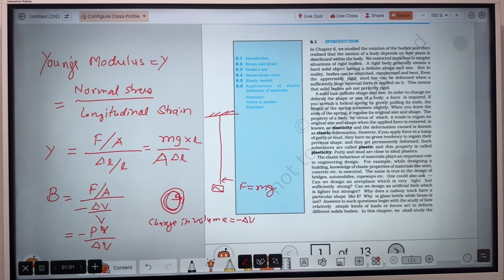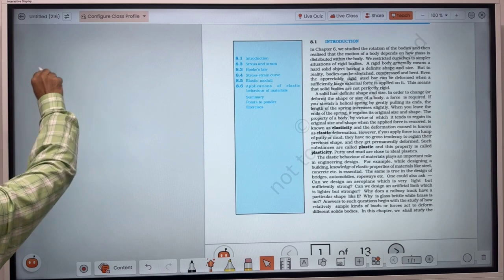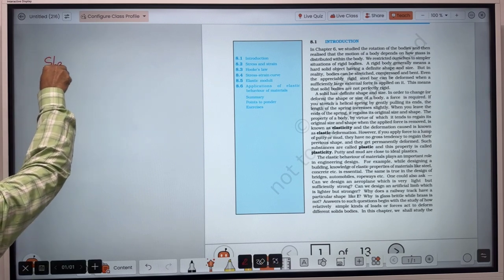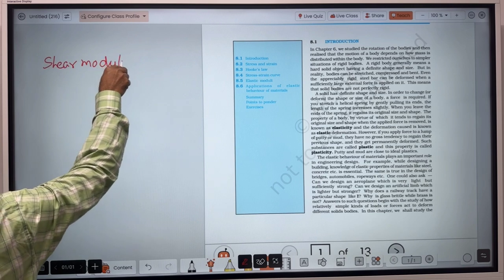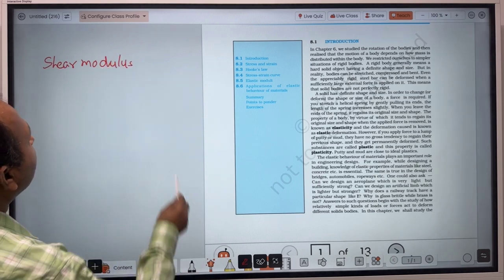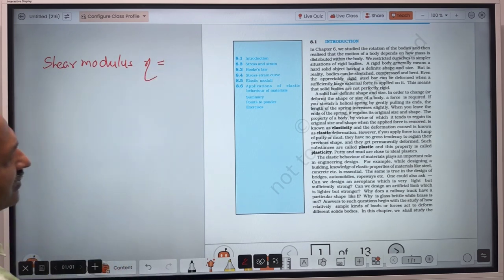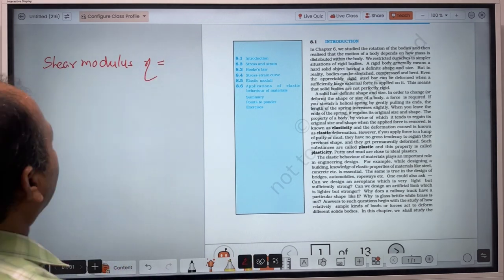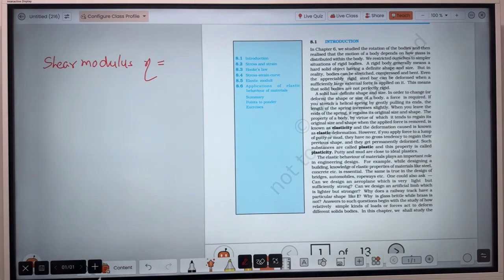So this is bulk modulus. Now if we consider shear modulus, its notation may vary. We can denote it here for the time being as eta. In some books it will be theta. Whatever notation you use does not matter, but you have to write what you are noting.